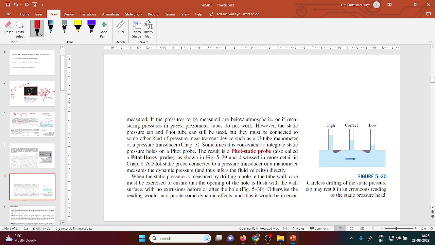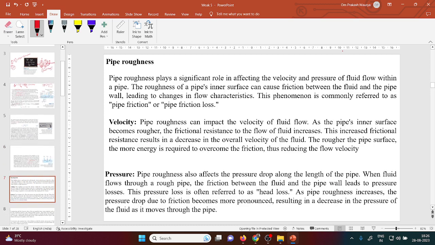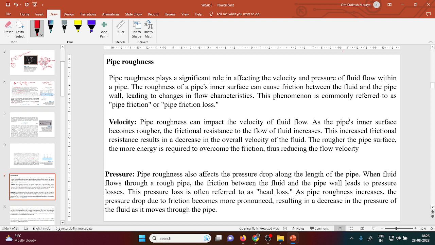Now this static pitot tube is also basically one... This figure indicates that if you are going to insert your instrument in the pipe, make the hole properly. If you do not make the hole properly, what will happen? You can see the measurement here is high, and this one is low. If you make the hole properly in the pipe, your reading will be correct. This is what the figure indicates. Now we are coming to the roughness of the pipe.